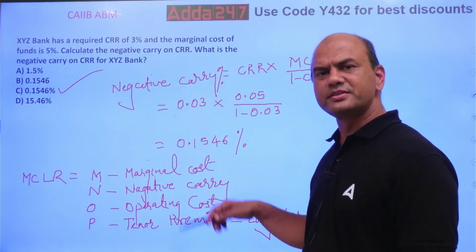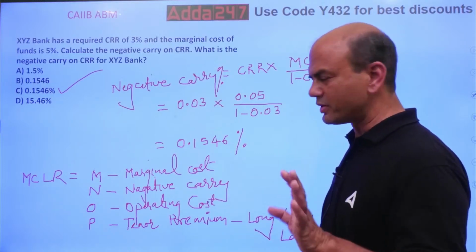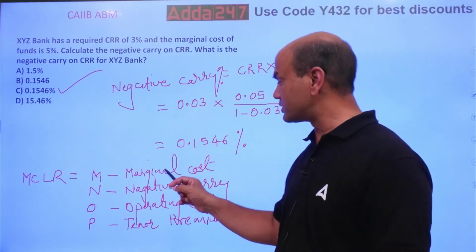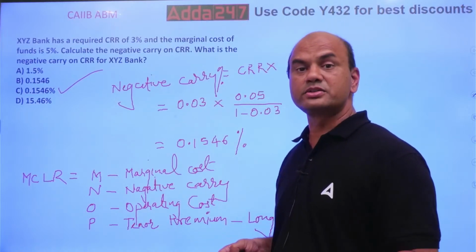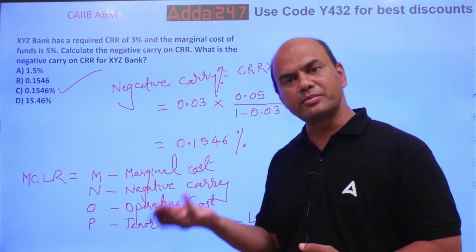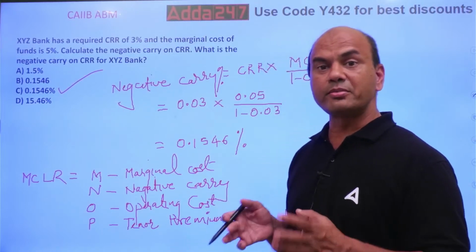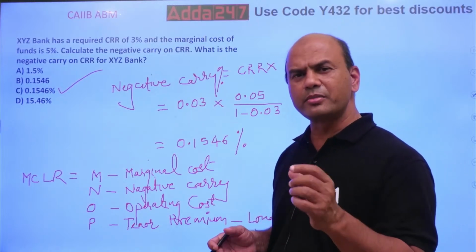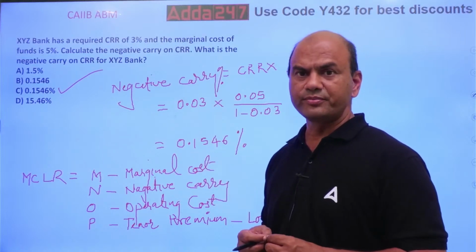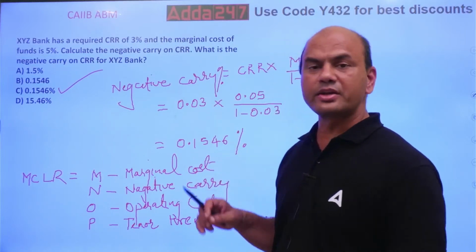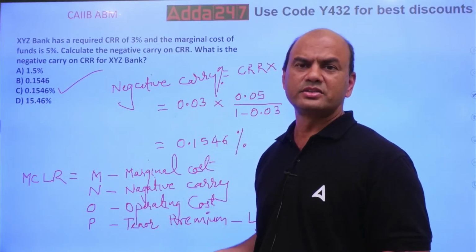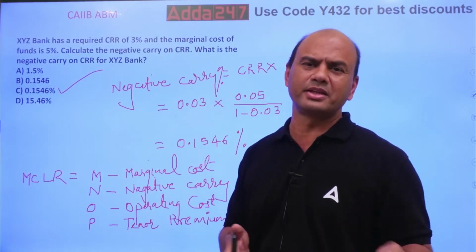What do you mean by marginal cost, negative carry, operating cost? Kindly understand one point, I'll just clarify these. Marginal cost of funding means if I am taking the funds at 7% and earning 9%, what is the extra amount which I am giving? So that is marginal cost. Then negative carry. Negative carry is always on CRR because on CRR I don't get any interest. So that's called negative carry.